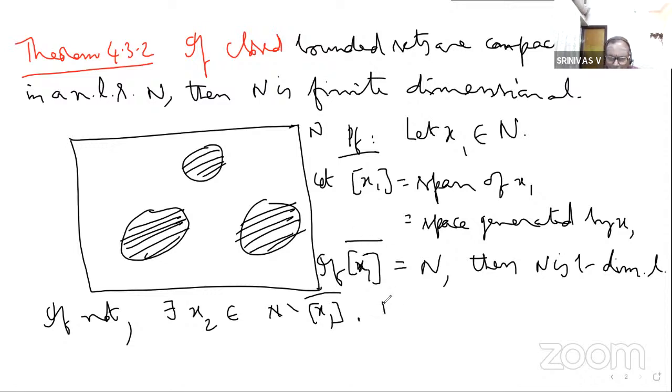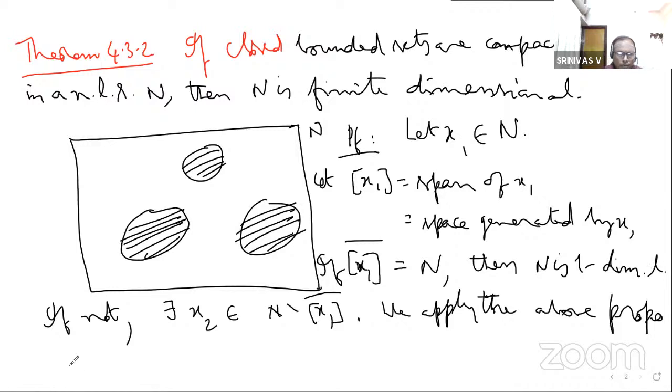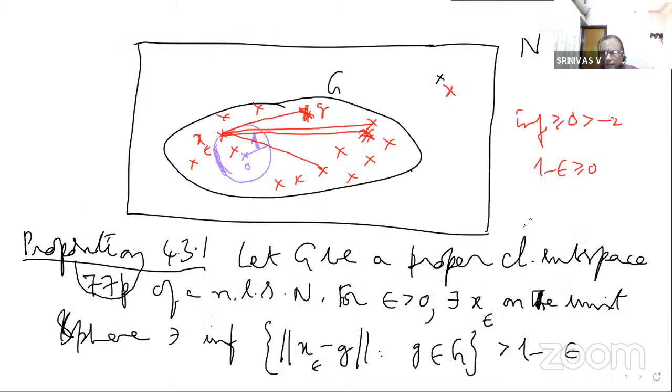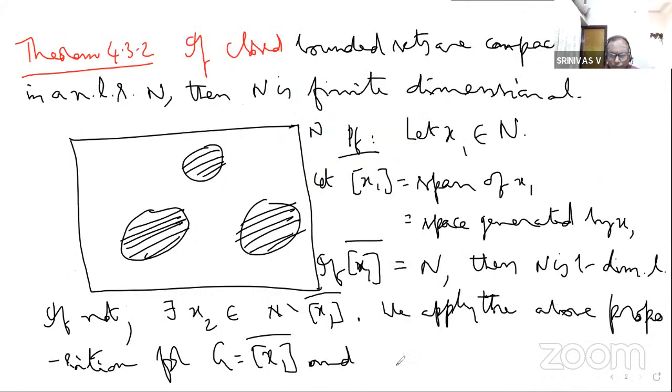So we apply the above proposition for G equal to the closure of span of x1. This is a closed proper subspace. And you need to take an epsilon also. We'll take epsilon equal to half. Your epsilon is less than or equal to 1. It is interesting when your epsilon is less than or equal to 1. So you take epsilon to be half.